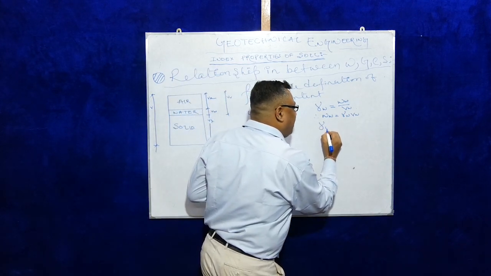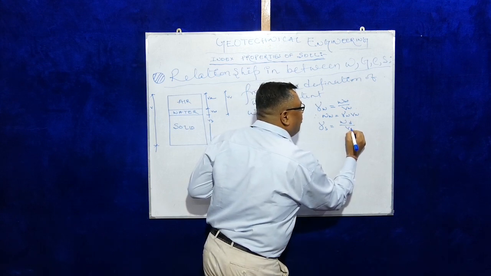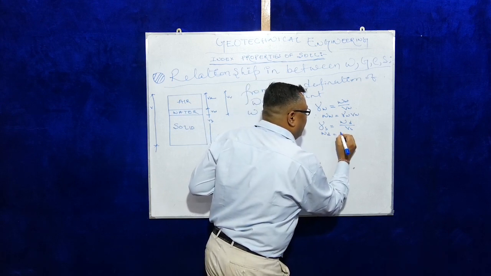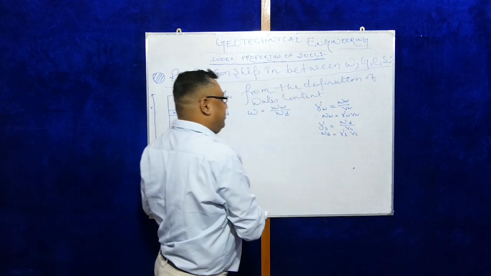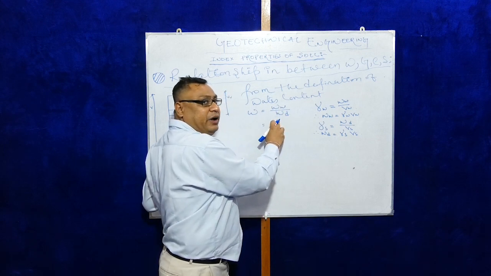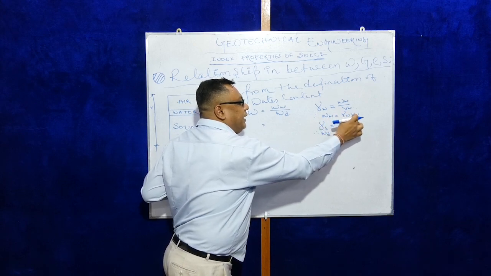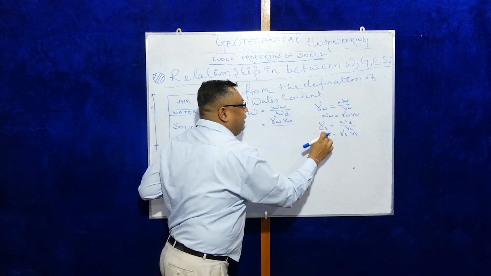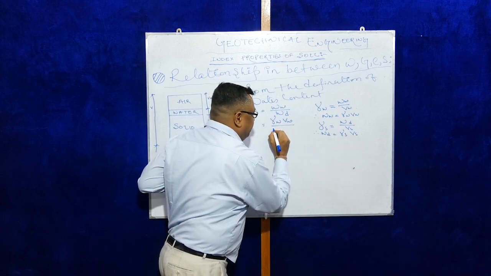What is unit weight of soil solids? Weight of soil solids to the volume of soil solids. Then what is weight of soil solids? Unit weight of soil solids into volume of soil solids. Putting this value in weight of water and weight of soil solids: weight of water is equal to unit weight of water into volume of water, and weight of soil solids is unit weight of soil solids into volume of soil solids.